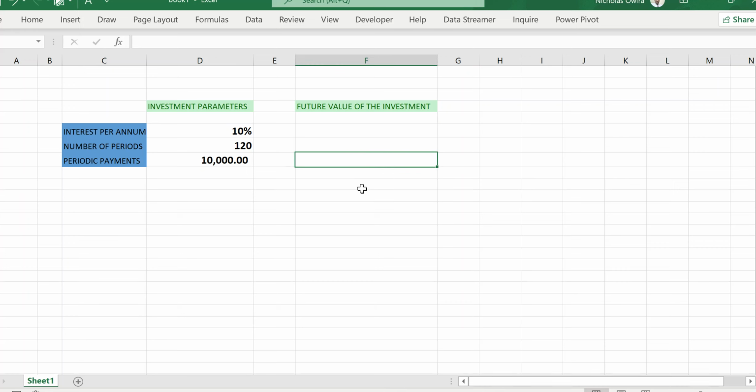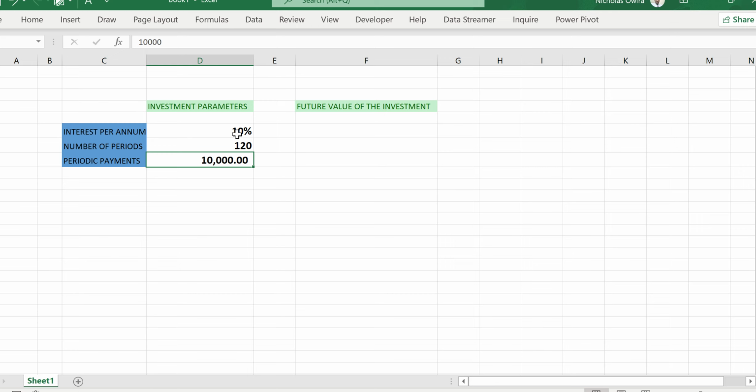Someone has asked me what would be the value of the investment if they start investing a specific amount of money which is going to be constant for the rest of the period. Let's say 10,000 for the next 120 months at the rate of 10%. Remember, this 10,000 is going to be invested each and every month.